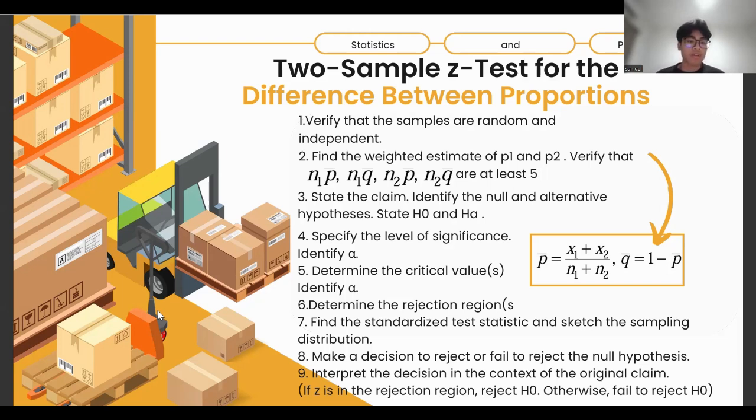For the fifth step, you have to determine the critical values. Next, you have to determine the rejection regions. And then you have to find the standardized test statistic and sketch the sampling distribution. Next, you have to make a decision to reject or fail to reject the null hypothesis. And finally, you interpret the decision in the context of the original claim.